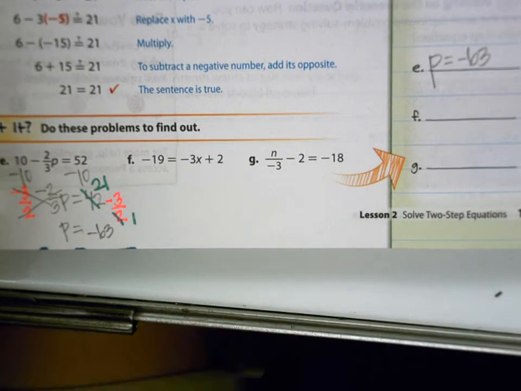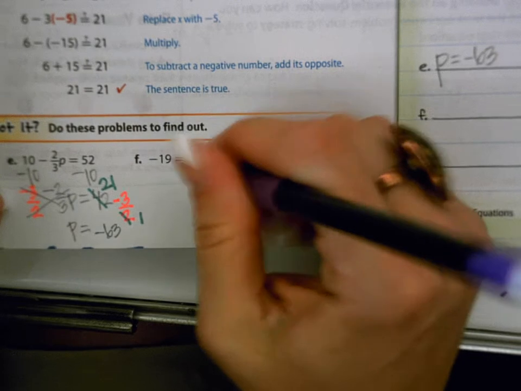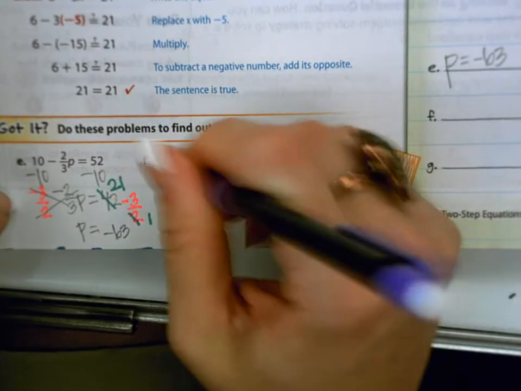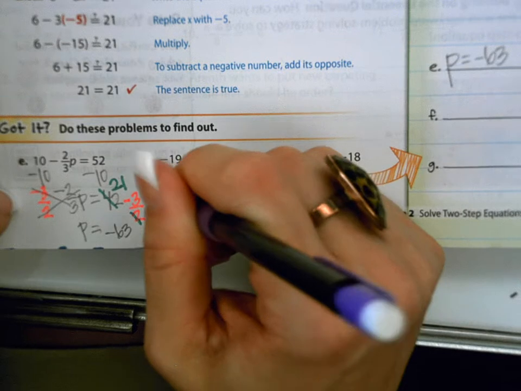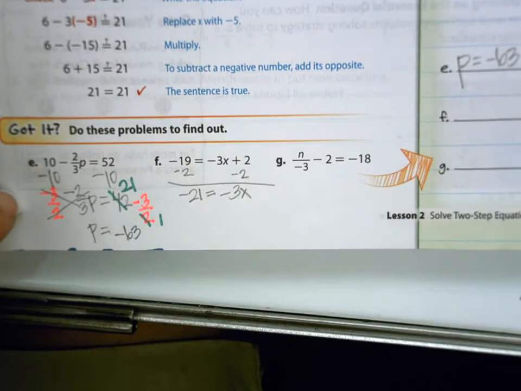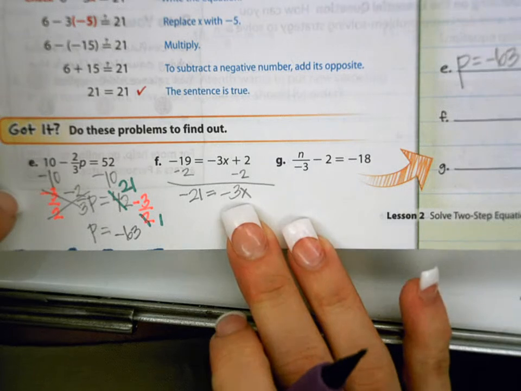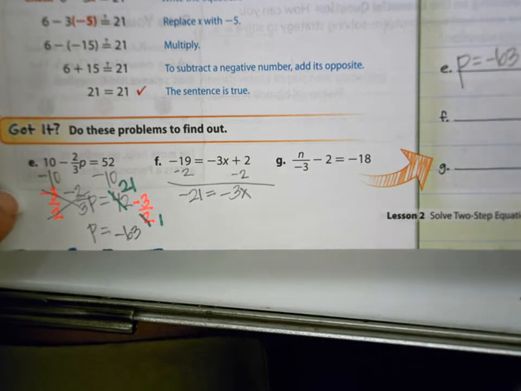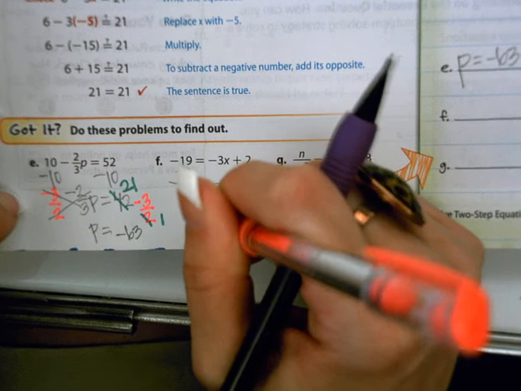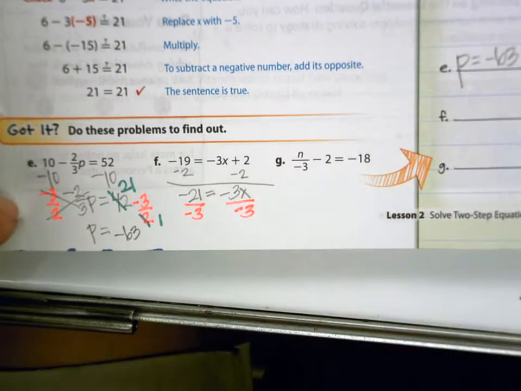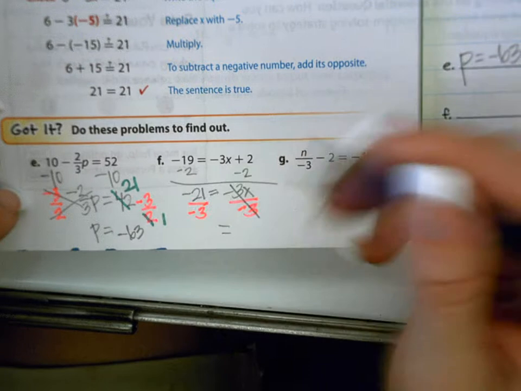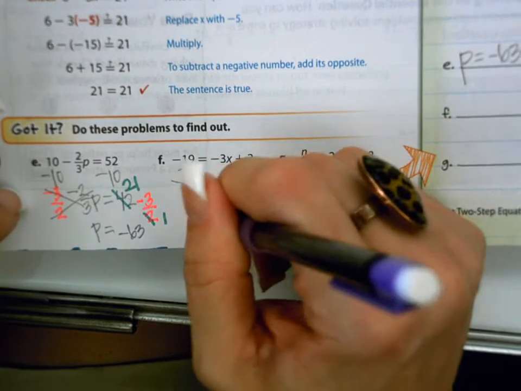First thing you should do is subtract the 2. So if you subtract 2, negative and negative add together to give you negative 21 equals negative 3x. Okay, divide both sides by a negative 3. And you can divide here or multiply by the 1/3. It's the same thing. You're going to end up getting the same thing. So negative divided by negative should give you a positive 7 equals x.